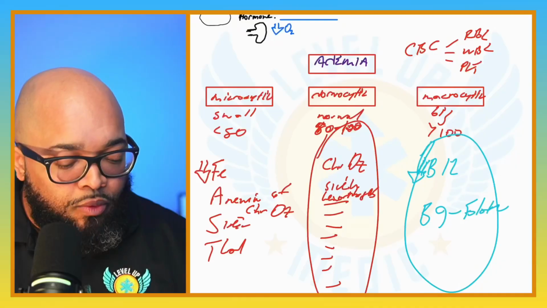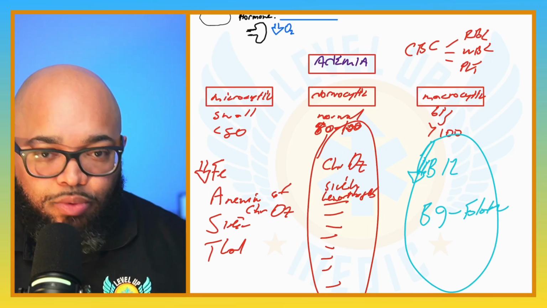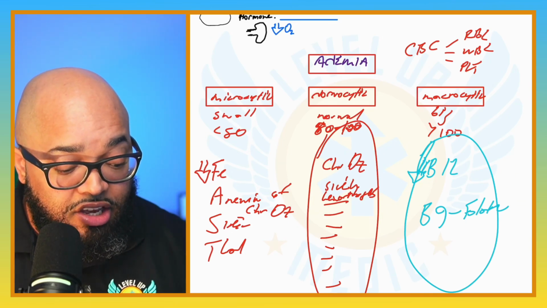Now, when it comes to macrocytic anemia, we said that a B12 deficiency could cause it.